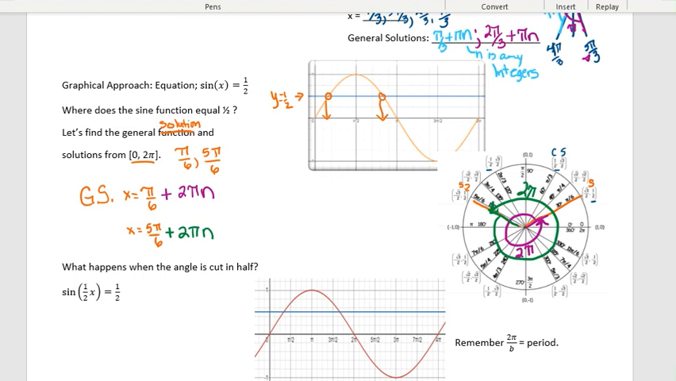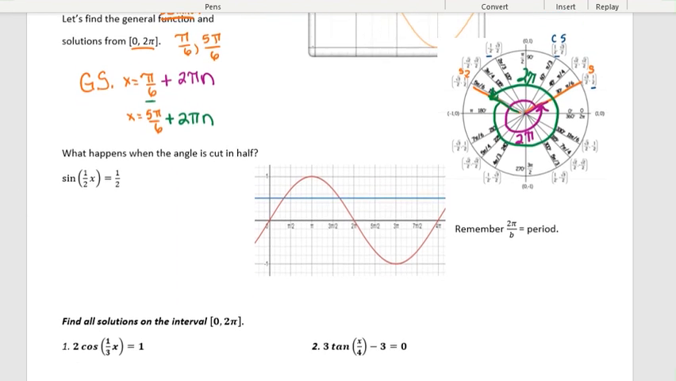So if n is 0, 0 times 2 pi, it will not move. It's going to be this answer, this front answer. If n becomes 1, then that means it's done a loop around and it's coming back on it. Okay, enough said about that. Let's go on and see how this affects what we're working on.